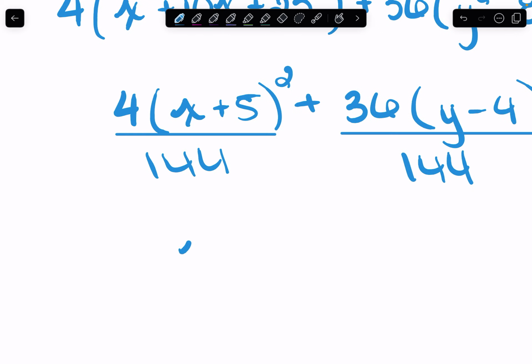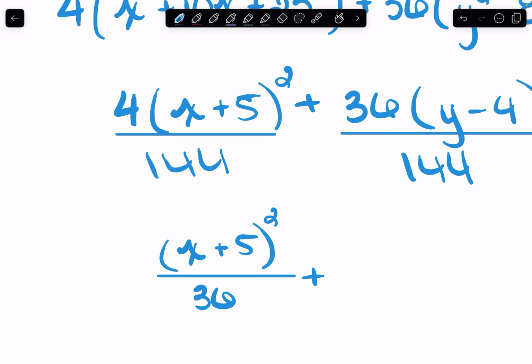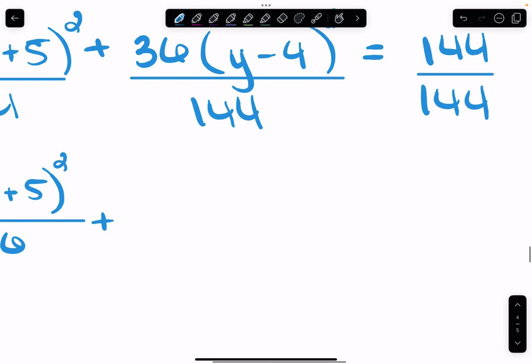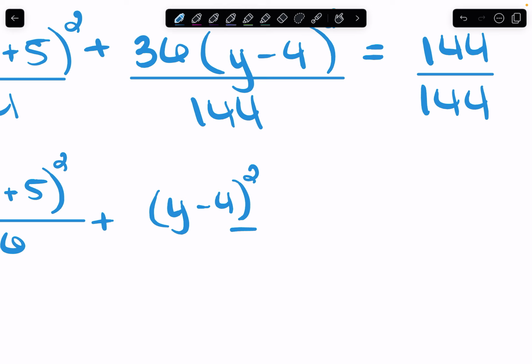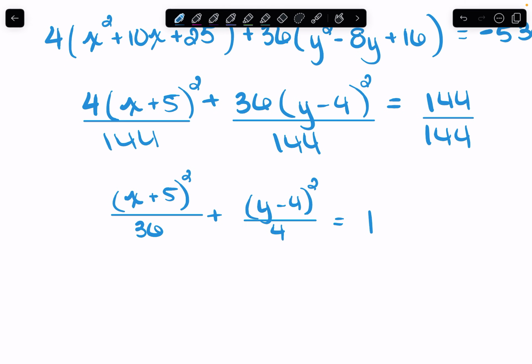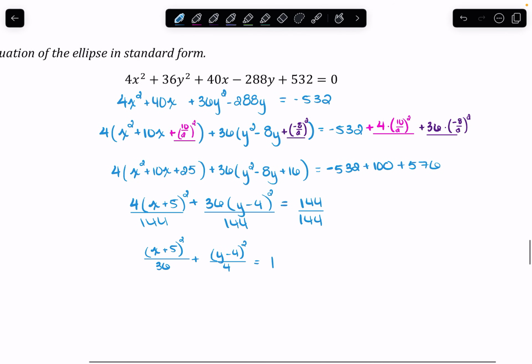So x plus 5 quantity squared, 4 over 144 is 1 over 36, plus, then we've got our 36 over 144, which is 1 over 4, so y minus 4 quantity squared over 4 equals 1. And the 36 is the bigger number, so that's the one we want in front. If the y was bigger, we would want to reverse our addition and put the y at the front and the x at the back. So there's our standard form.